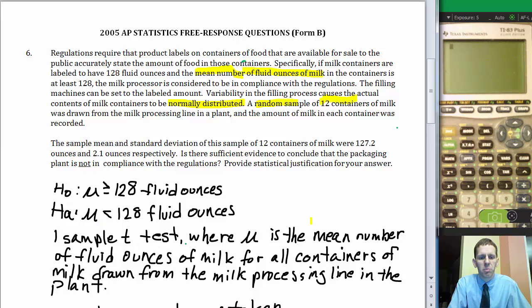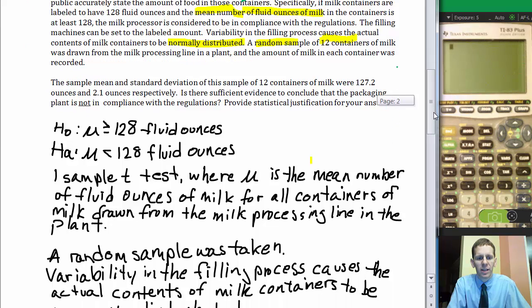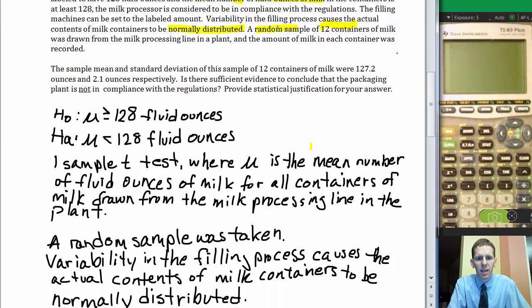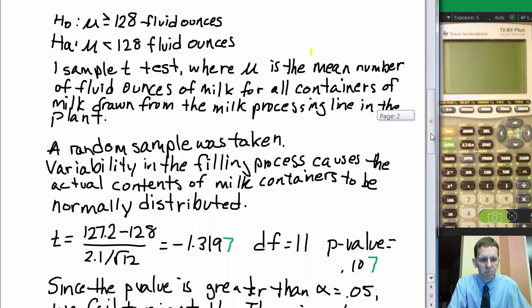One sample t-test, mu is the mean number of fluid ounces of milk. It does mention, highlighted here, mean number of fluid ounces of milk, the first highlighted item. For all containers of milk, the random sample of 12 containers is your sample, so the population would be all containers of milk from the milk processing line in the plant. Also highlighted is a random sample was taken, and you can also see normally distributed is highlighted. Variability in the filling process causes the actual contents of milk containers to be normally distributed.